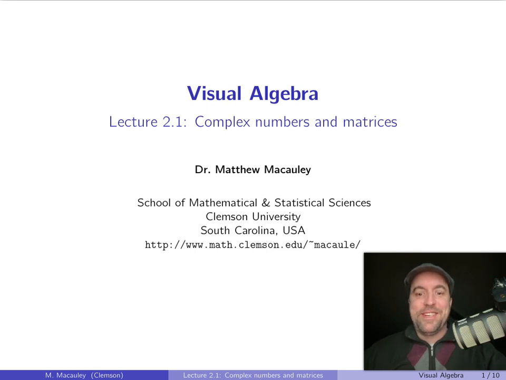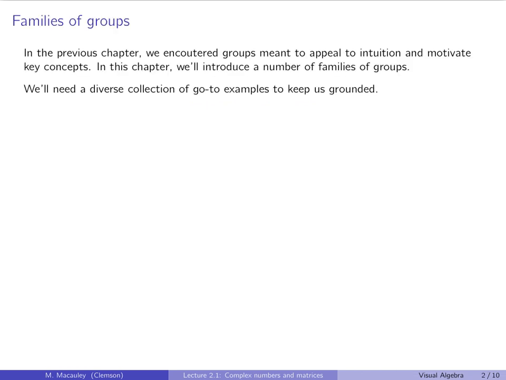Okay, let's get started. In the previous chapter, we encountered groups meant to appeal to intuition and motivate key concepts. Most of these involved symmetries or puzzles, like operations or configurations on certain states. In this chapter, we'll introduce a number of families of groups, some of them standard, some of them non-standard. I can't emphasize this enough. We will need a diverse collection of go-to examples throughout the course to keep us grounded and motivate key concepts.